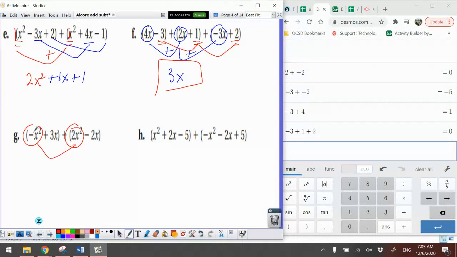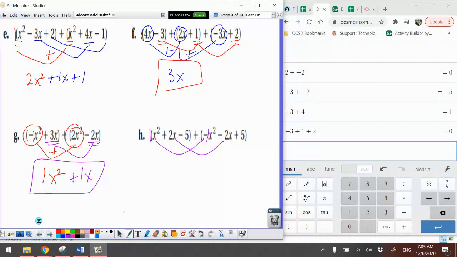This is a negative 1. Negative 1 plus 2 is 1. Positive 3x and a negative 2x is a positive 1x. So 1x squared plus 1x. All right, let's keep going on this one. So we have a 1x squared minus a 1x squared. That's 0. 2x minus 2x, that's 0. 5 minus 5, that's 0. So my answer is 0.